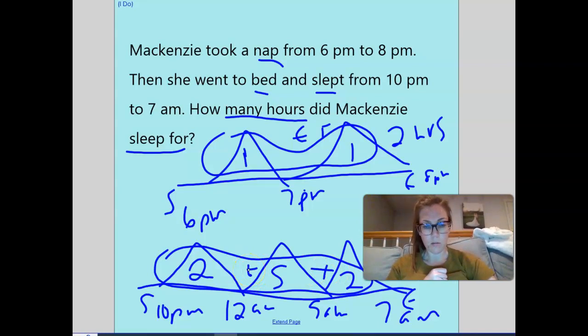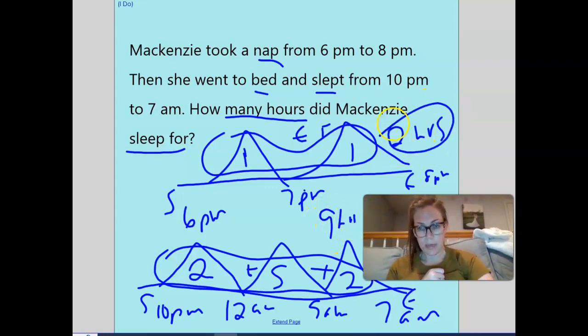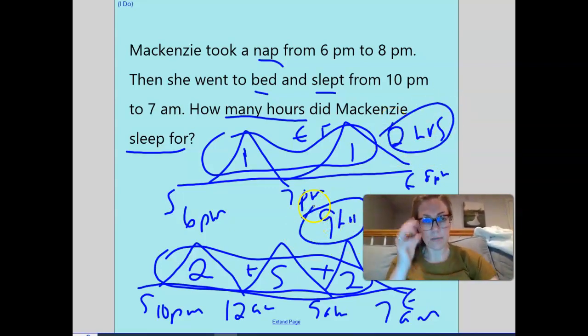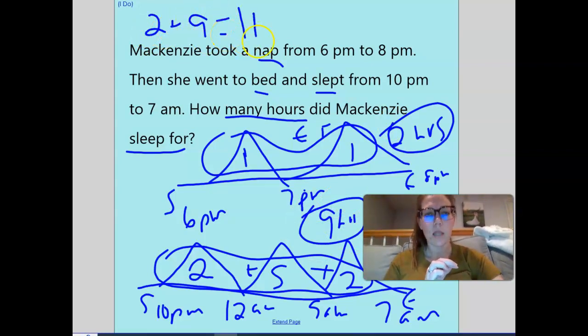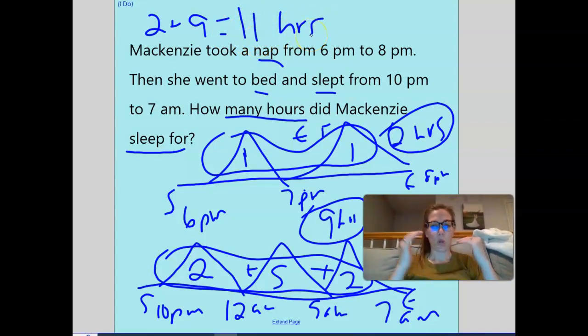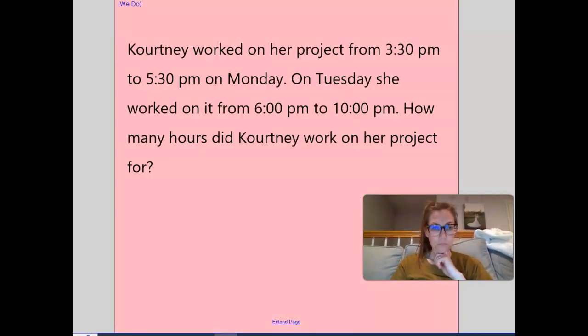And that would equal 7, 8, 9. 9 hours. So 2 hours and 9 hours. If you add 2 plus 9, how many hours total did Mackenzie sleep for? 11 hours. So as you can see, this problem involves 2 separate graphic organizers and then combining the information after. All right, let's try one together.